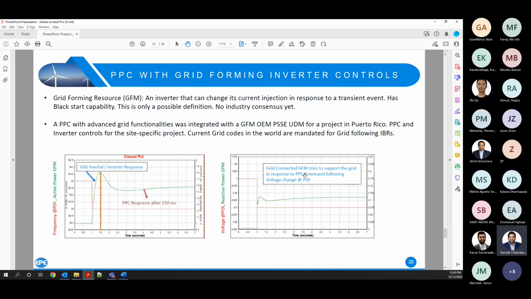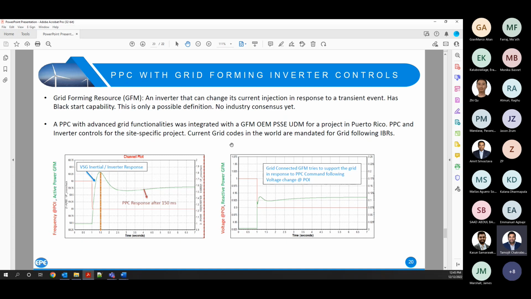And then the same thing can be observed for the grid connected mode, where it tries to support the voltage in response to the PPC that commands the voltage change at the POI. So once the voltage goes down, the grid connected grid forming resource tries to support the grid. As I said, the grid codes in the world are mandated only for grid following as of yet. Yes, it's coming. Grid forming inverters are becoming the need of the hour, which has been presented in several forums, but grid codes are not updated yet.